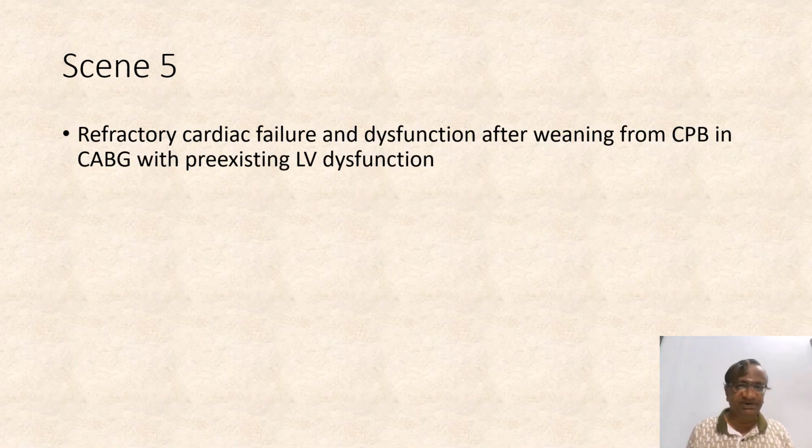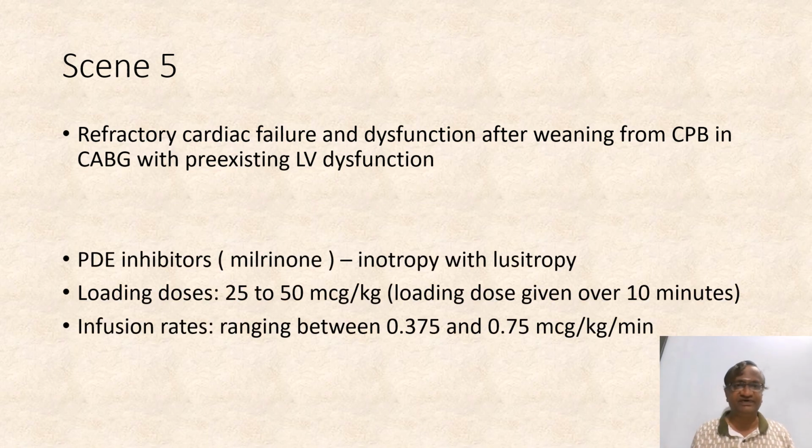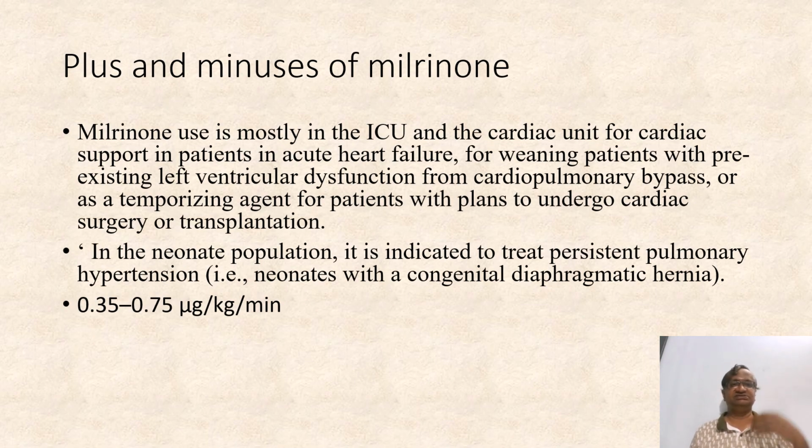You are weaning from CPB, pre-existing LV dysfunction. There is a refractory cardiac failure, dysfunction. We can use milrinone because it has got inotropy with relaxation, diastolic betterment. So that is what is called lusitropy. Milrinone, how does it act? Phosphodiesterase 3 inhibitor, cAMP increased. So LV dysfunction from bypass, it's temporary.